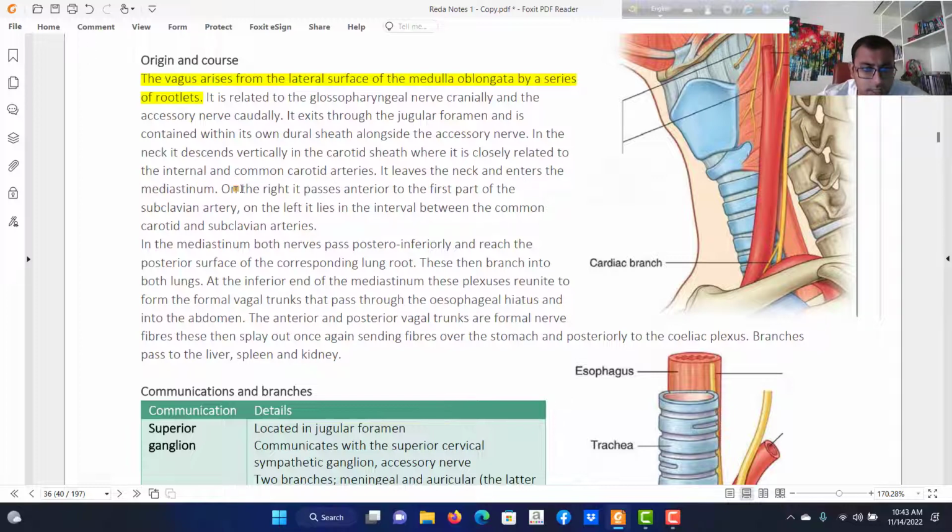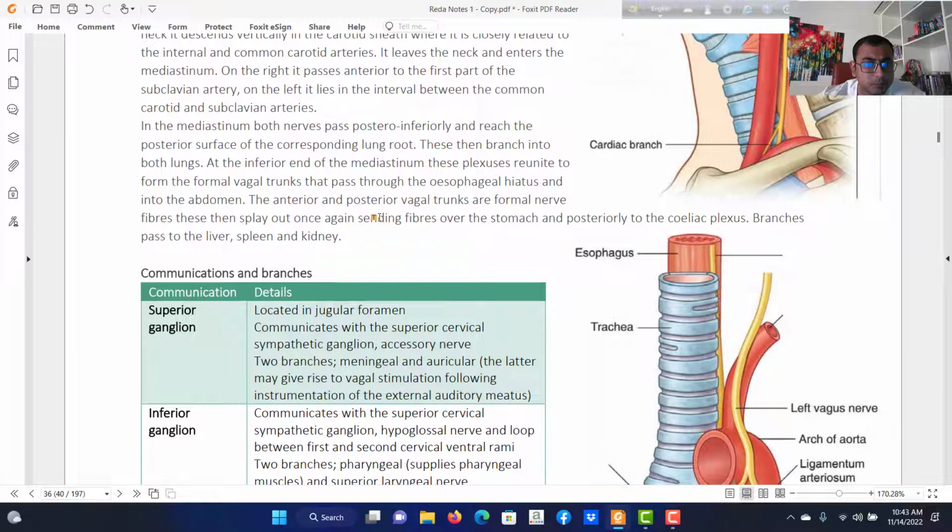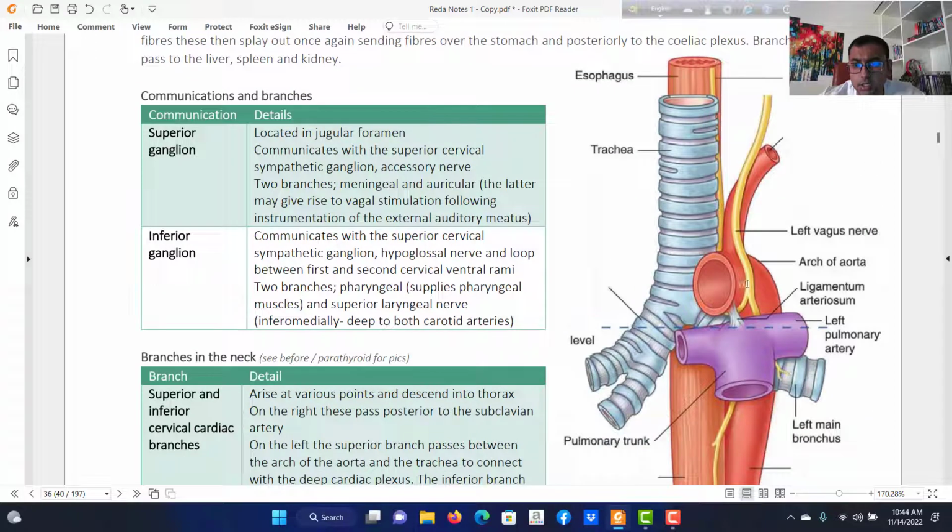On the right, it passes anterior to the first part of the subclavian artery. On the left, it lies in the interval between the common carotid and subclavian arteries. In the mediastinum, both nerves pass posteroinferiorly and reach the posterior surface of the corresponding lung roots. At the inferior end of the mediastinum, the plexus unite to form the vagal trunks, which pass through the esophageal hiatus into the abdomen. That is the anterior and posterior vagal trunk.